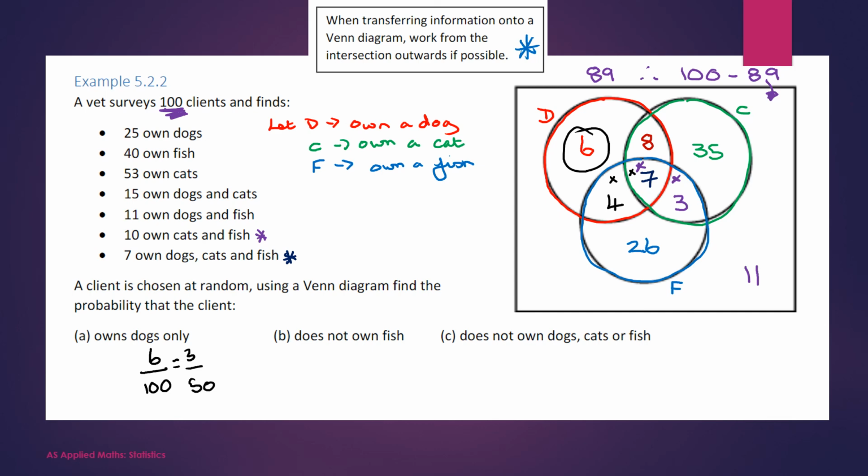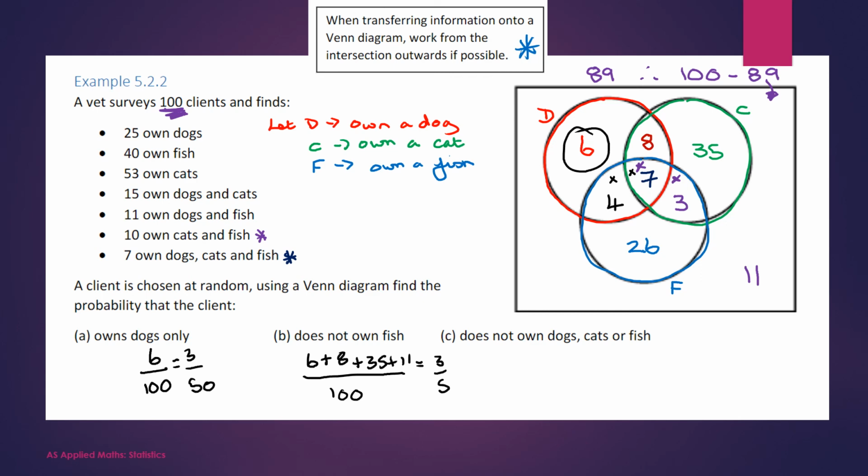Does not own a fish. So if we were looking at does not own a fish, it would be everything outside the fish circle. So in terms of looking at that, outside the fish circle, we would have this region here, so the 6, the 8, the 35 and the 11. So does not own a fish, we are going for 6, add 8, add 35, add 11 out of 100, which is equal to 60 out of 100, which is 3/5.